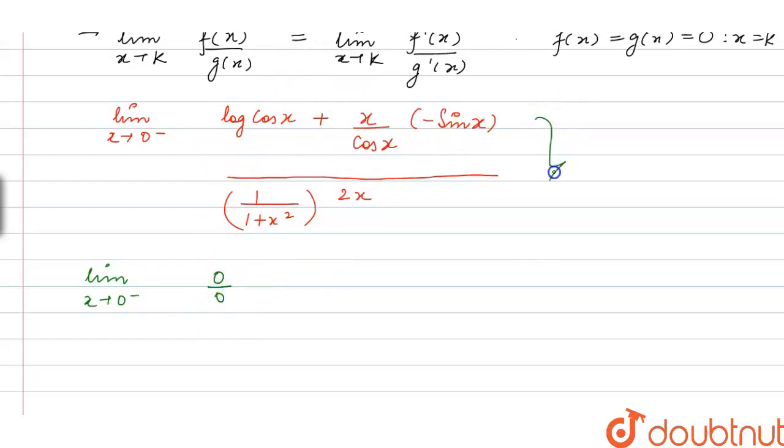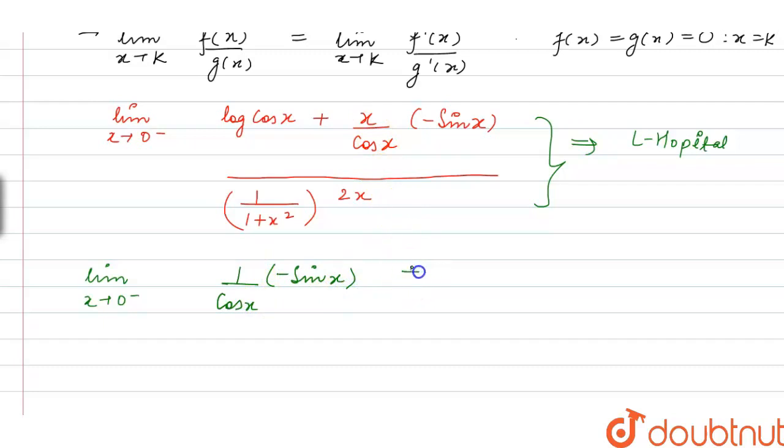So we have to just differentiate this again, because this is again 0 by 0, so we have to apply L'Hopital to this expression, right? Now when we apply L'Hopital to this one, that is we have to differentiate the numerator part. So we have to differentiate log cos x, and the differentiation of log cos x is 1 upon cos x multiplied by minus of sin x, right?